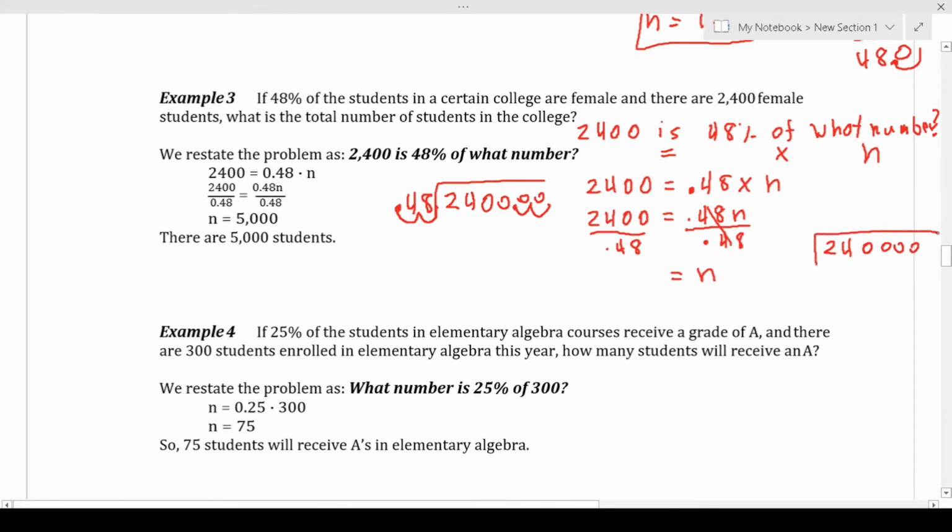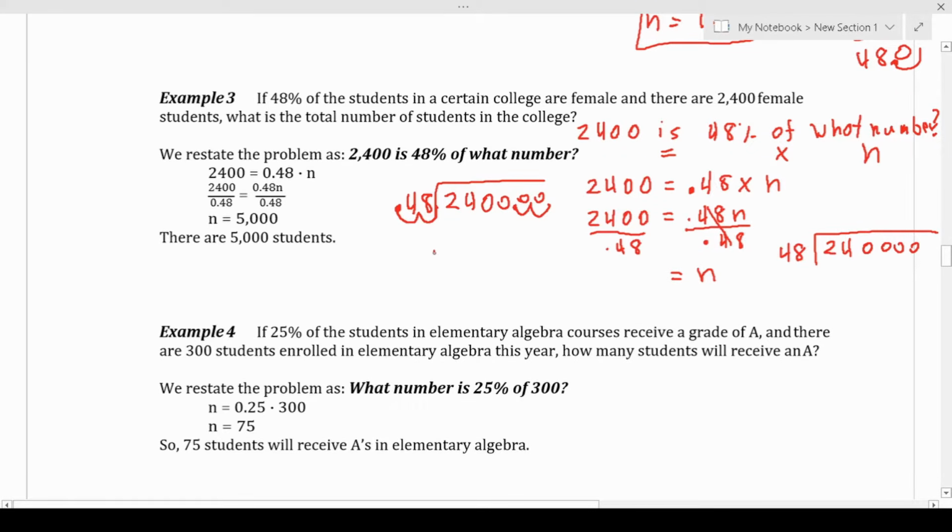2,400,000 divided by 48. Okay, so now we're asking ourselves, how many times does 48 go into 2? It doesn't. How many times does 48 go into 24? It doesn't. How many times does 48 go into 240? That's going to be, I'm going to say 5 times.